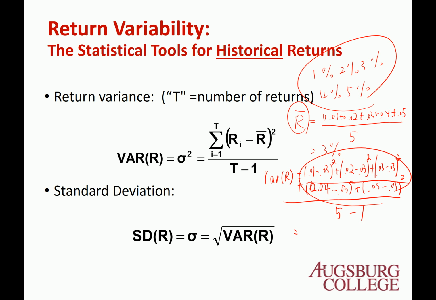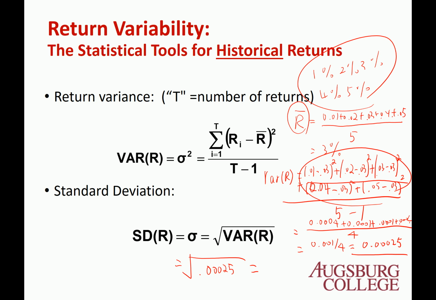If you calculate this, you get 0.0004 plus 0.0001 plus 0 plus 0.0001 plus 0.0004, divided by 4. Then it's 0.001 divided by 4, which is 0.00025. That's the variance. And then the standard deviation is the square root of the variance, the square root of 0.00025. So how much is that? It's going to be 1.58%.